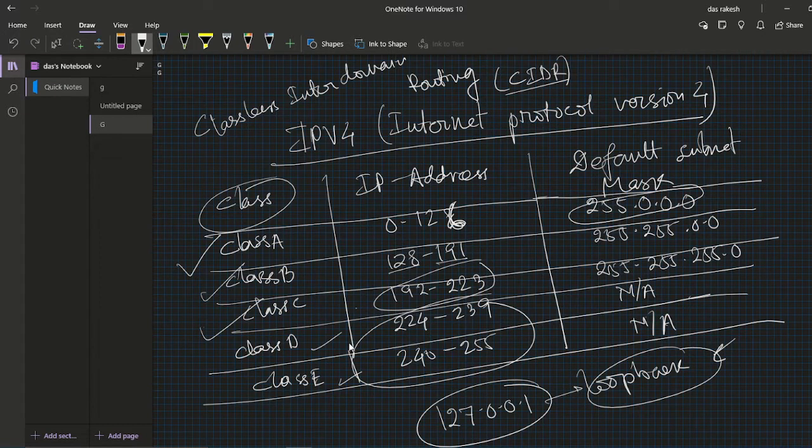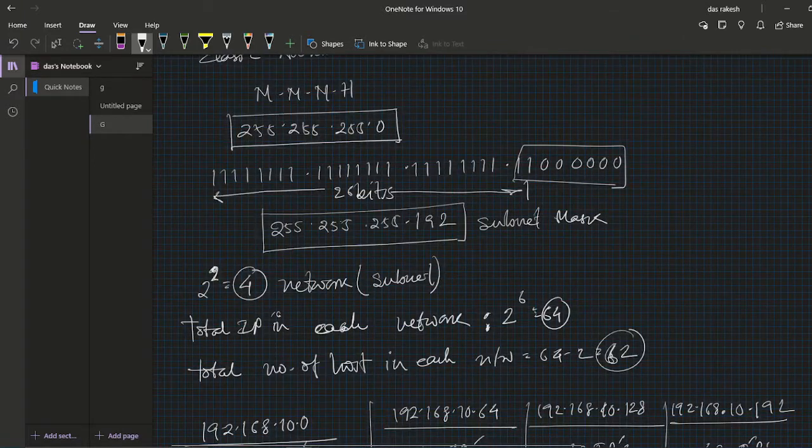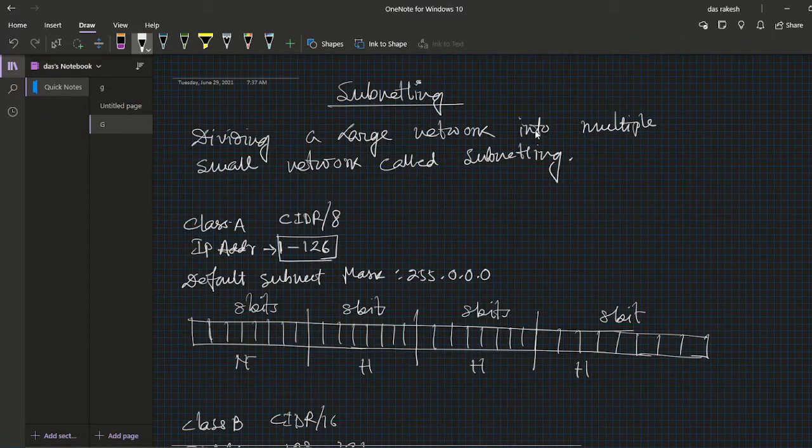So what are 0 and 126? These are the decimal form of binary representations. 0 to 126 means there are 8 bits, with individual ones and zeros depending on the different types of IP ranges. Let us now discuss the concept of subnetting.